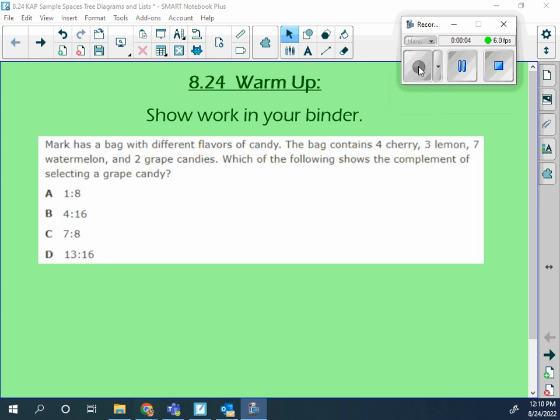Okay, Mark has a bag with different flavors of candy. The bag contains 4 cherry, 3 lemons, 7 watermelon, 2 grape. Which of the following shows the complement of selecting a grape? What does that word mean again? Opposite, or the other, the not. We're looking for it not happening.